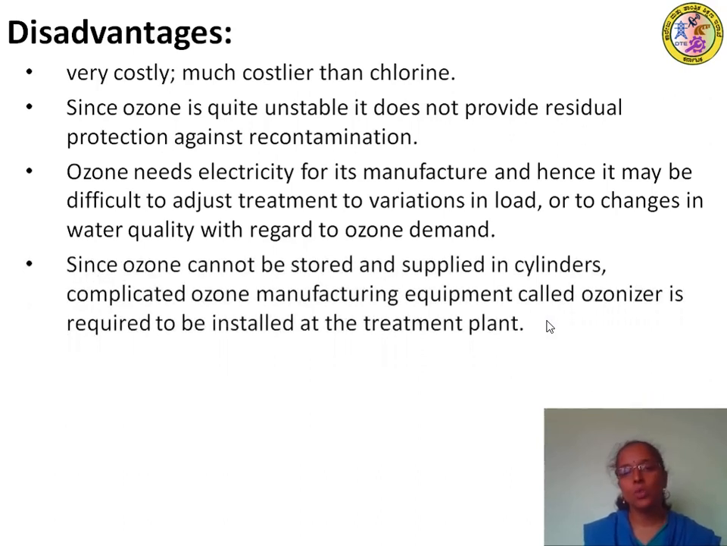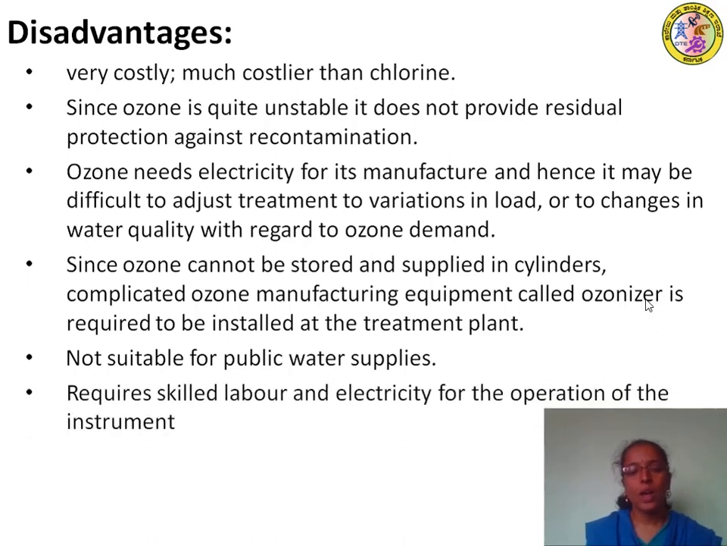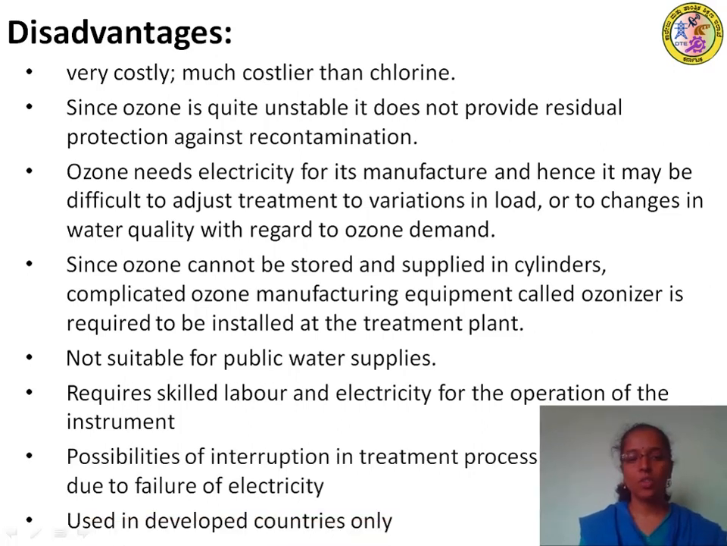Since ozone cannot be stored or supplied in cylinders, as it has to be manufactured at the plant itself, complicated equipment called an ozonizer is required to be installed at the treatment plant. This process is not suitable for treating public water supplies. It requires skilled labor and electricity for its operation. As power is required for the production of ozone, there are possibilities of interruption due to power failure, and this method is normally used in developed countries.